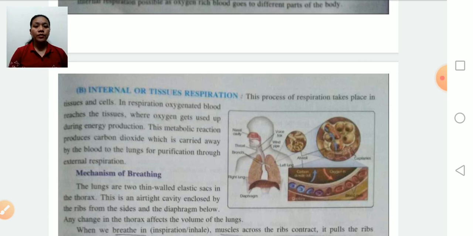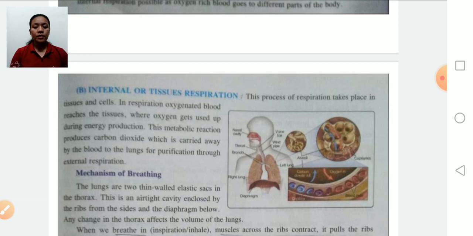During external respiration, oxygen reaches the blood, and that purified blood contains the oxygen. That oxygen is used for the energy production, and during the energy production it releases carbon dioxide, which is carried away by the blood to the lungs for purification through external respiration. This is internal respiration. Okay, external respiration and internal respiration.